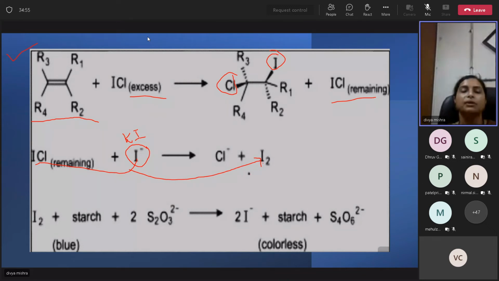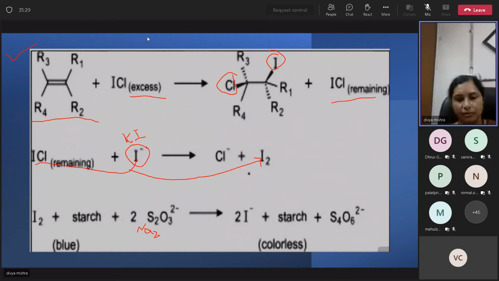This liberated iodine can be determined by a standard titration process using sodium thiosulfate, Na2S2O3. Here we use starch as an indicator, which is added after some time, so that iodine is not adsorbed on its surface and left unreacted, because we want to count each and every molecule of iodine present in the solution.